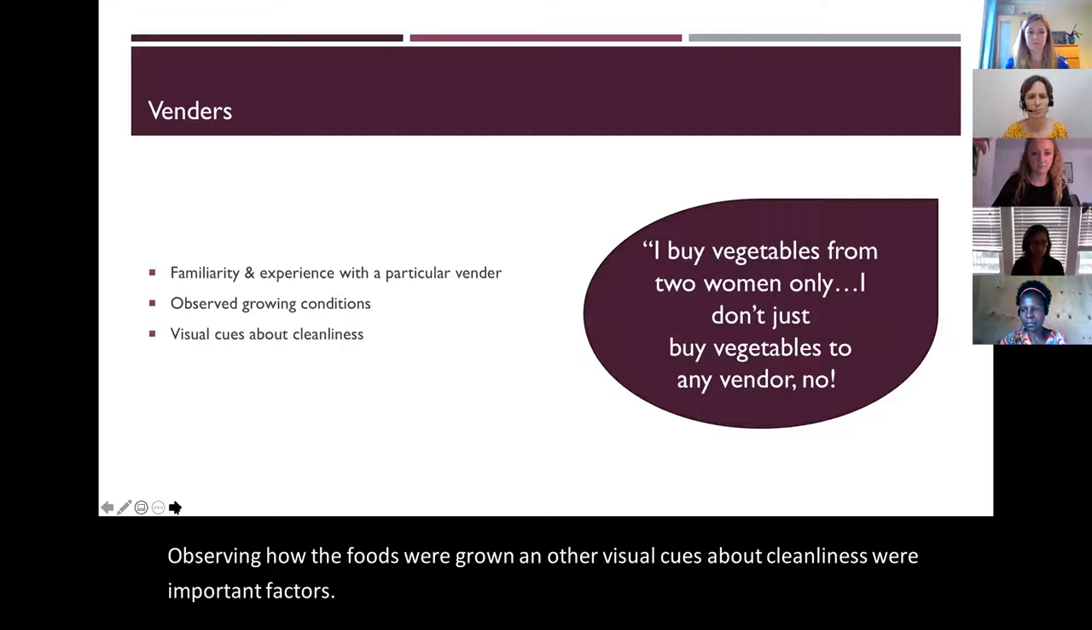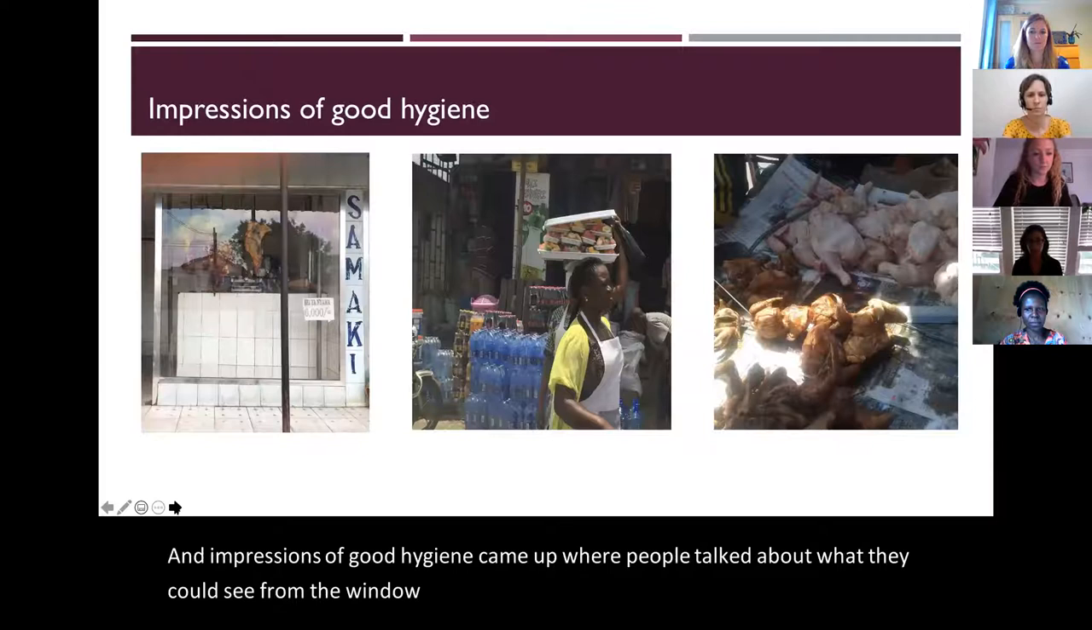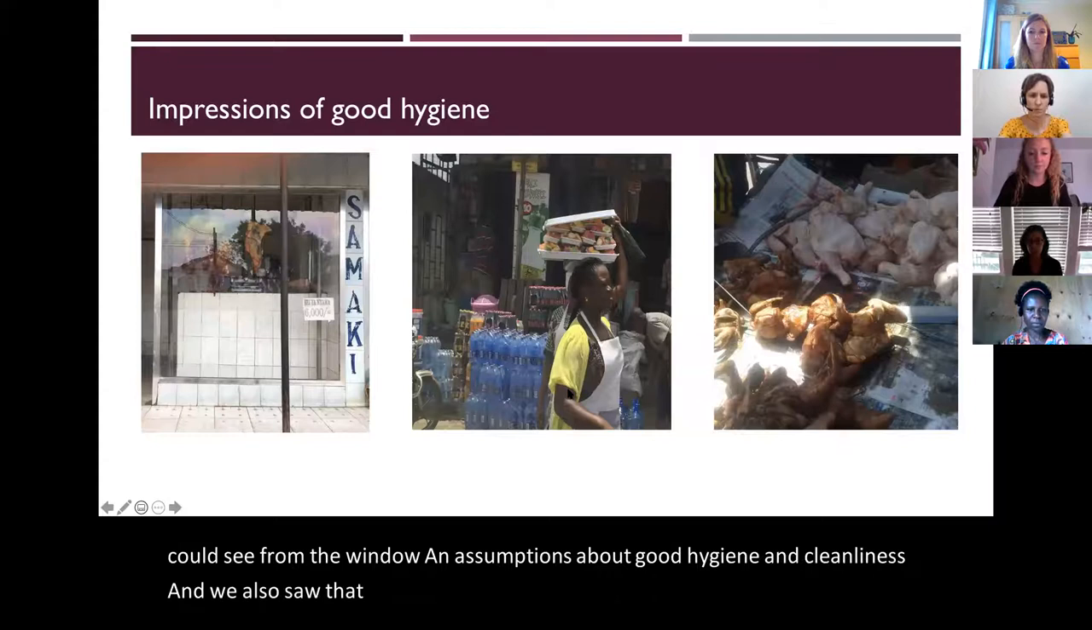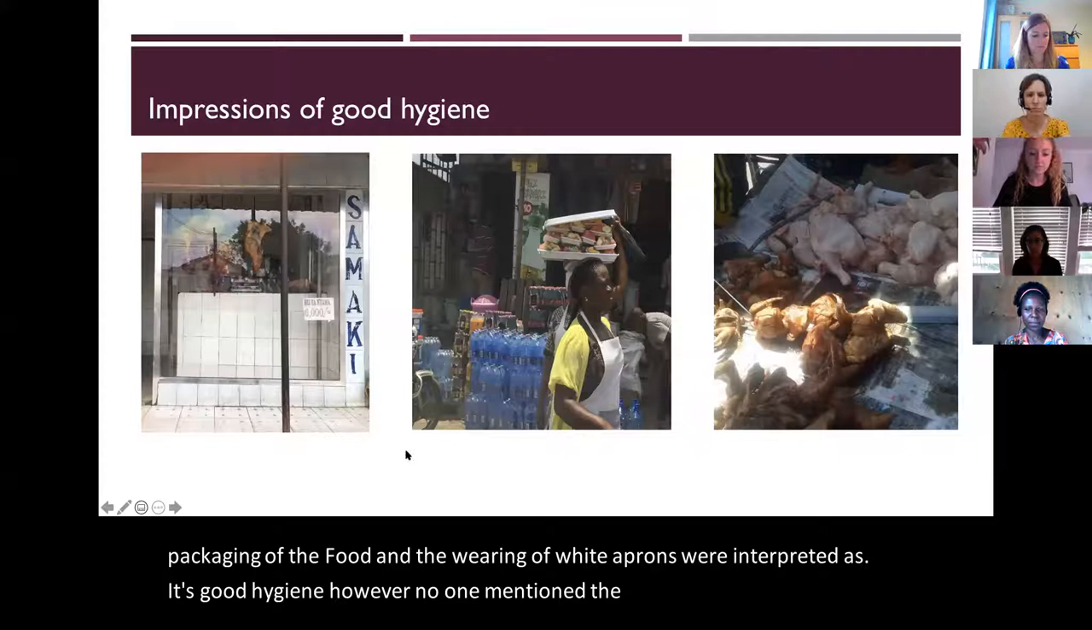And impressions of good hygiene came up, where people talked about what they could see from the window and assumptions about good hygiene and cleanliness. We also saw that vendors picked up on how important this was, and the packaging of the food and the wearing of white aprons were interpreted as good hygiene. However, no one mentioned the raw chicken and cooked chicken being right next to each other.